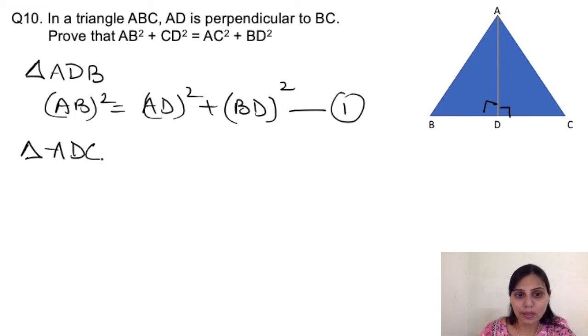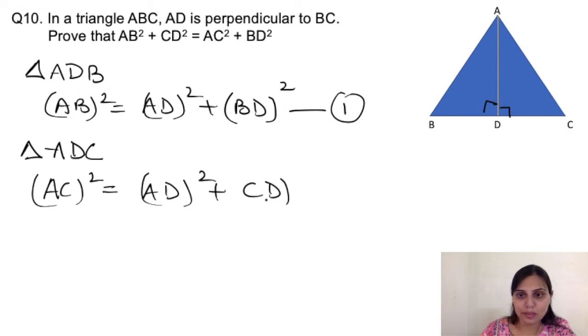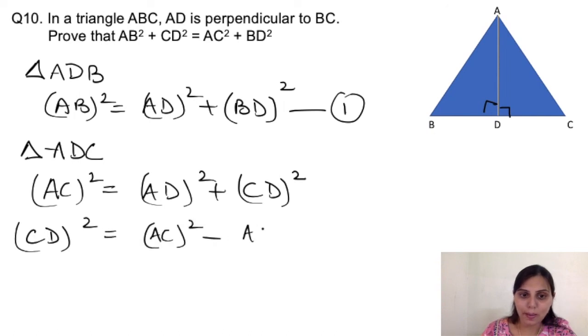Now let's consider the other triangle, that is right angle triangle ADC. Again we apply Pythagoras theorem. AC square can be written as the sum of AD square plus CD square. So from here we find the value of CD square. We can write CD square as AC square minus AD square, and let us mark this as equation number 2.